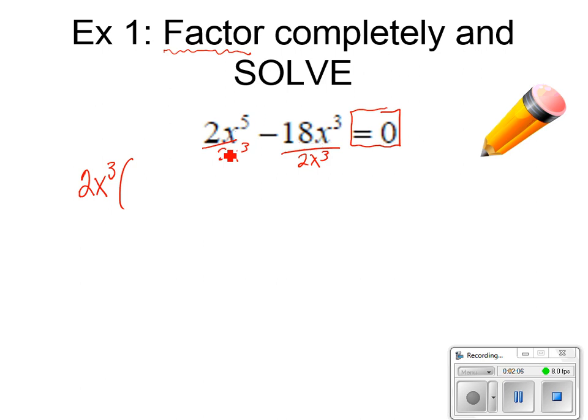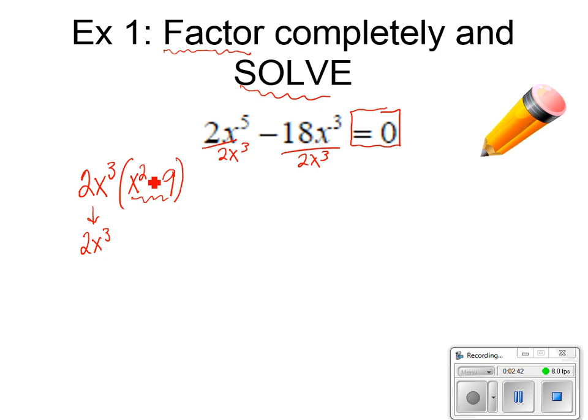So 2x to the 5th divided by 2x cubed would be x squared. Minus 18 divided by 2 would be negative 9. And the x cubes cancel. So that's what I have so far. Well, I'm not done factoring. I need to keep going before I can do the last thing, which is solve. This is the difference of two squares, so I can factor that again. So 2x cubed, bring this down, and now let's factor this.